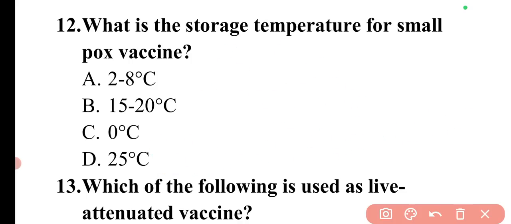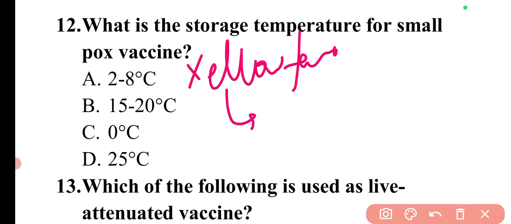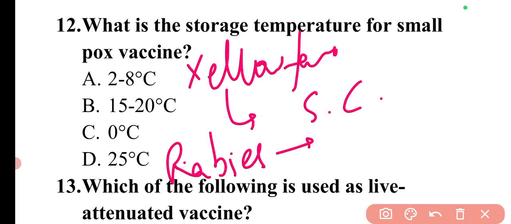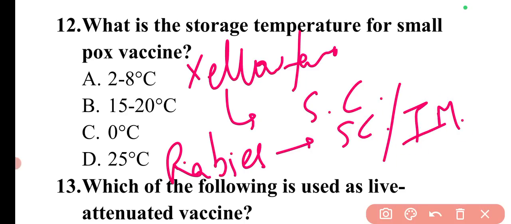Then there is the yellow fever vaccine. This can be given by subcutaneous route. And the rabies vaccine is also there. Rabies vaccine is given by subcutaneous route or intramuscular route. So these are the different vaccines and their storage conditions and routes of administration.